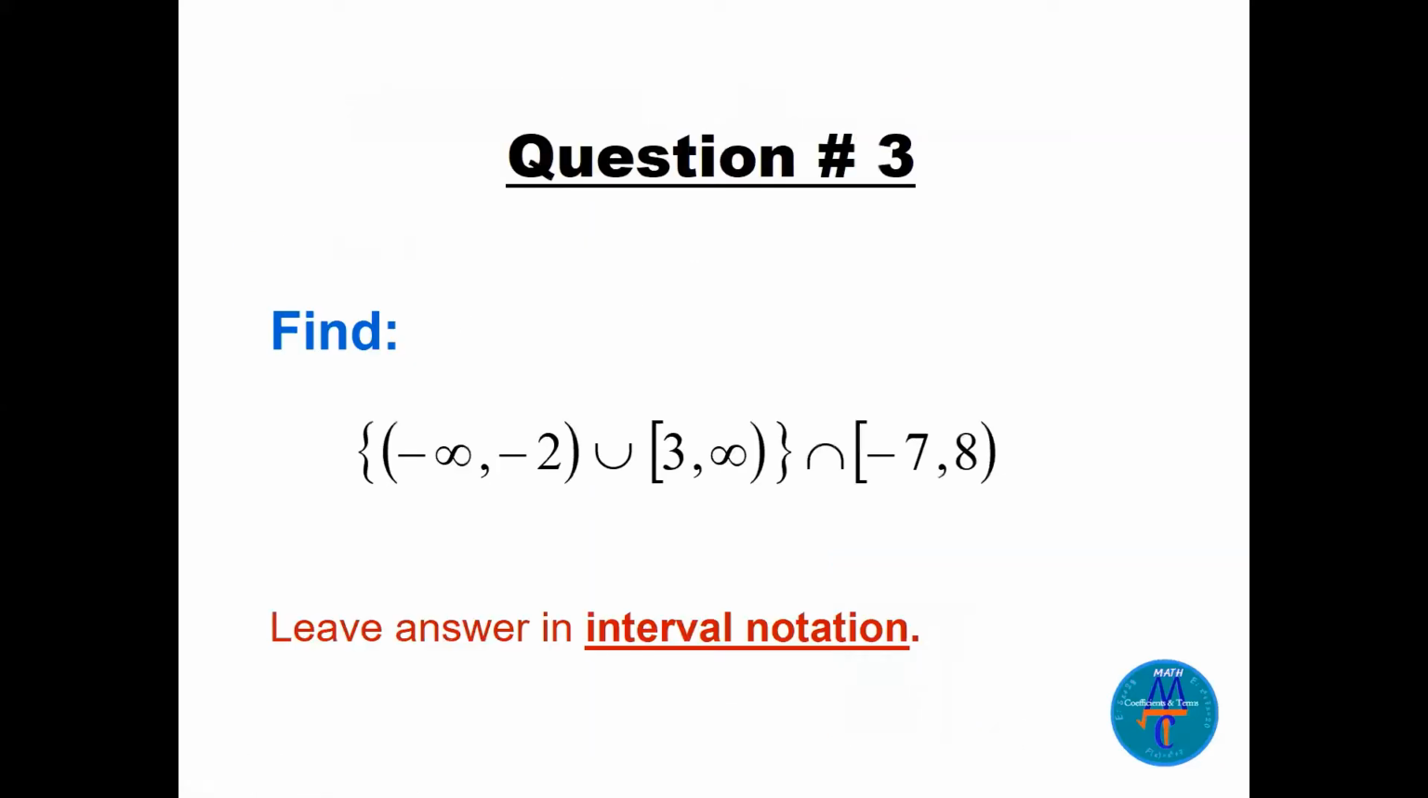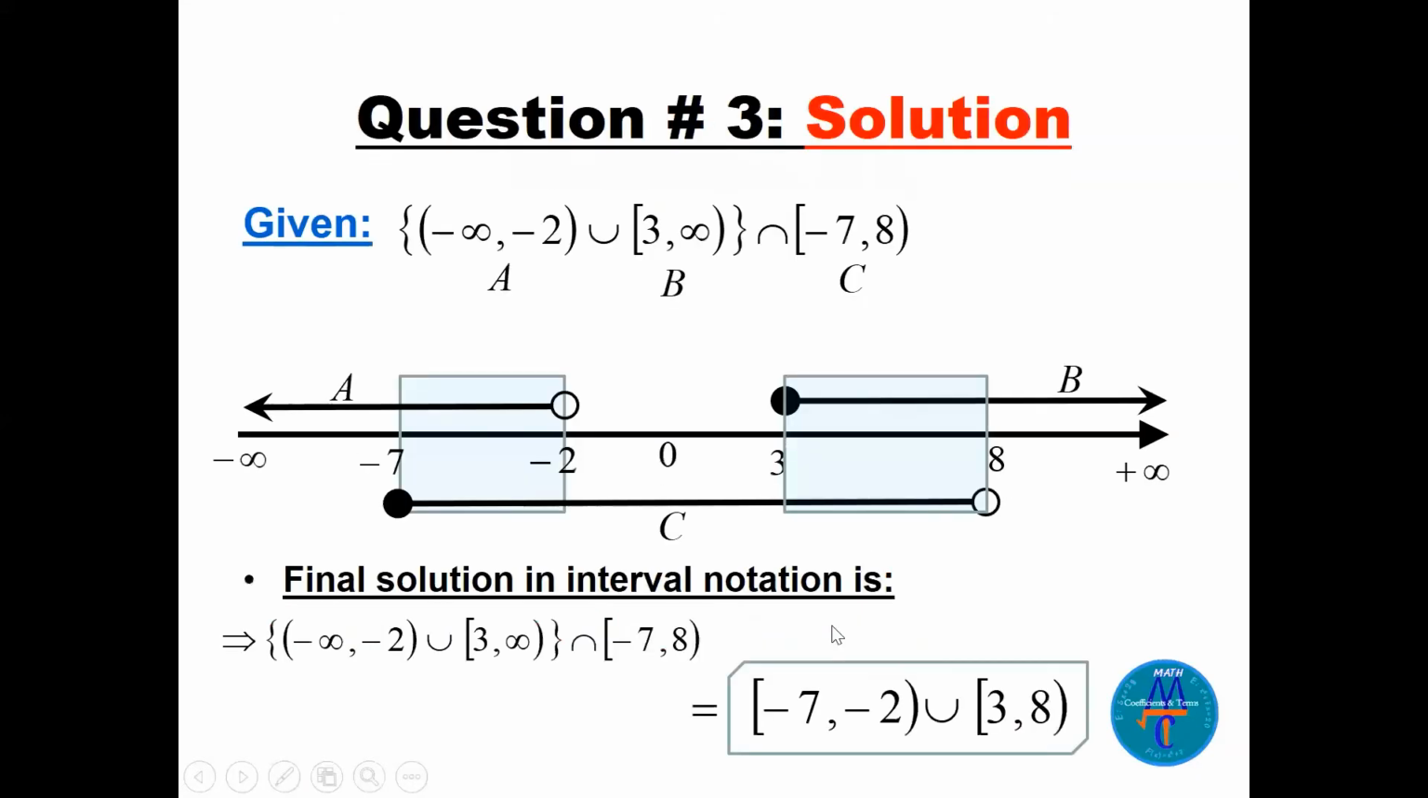Now find, there is an interval here, minus infinity to minus 2, union, closed 3 to infinity. You find the union, and then the intersection with this one, closed minus 7 to 8. Let's leave the answer in interval notation. A good idea here is you can sketch it, graph it. We start from minus infinity until minus 2, open. We have an open circle, so minus 2 is not included. That's A. Closed 3 to infinity is B, so closed from 3 until infinity. The union A union B is this, this one and this one.